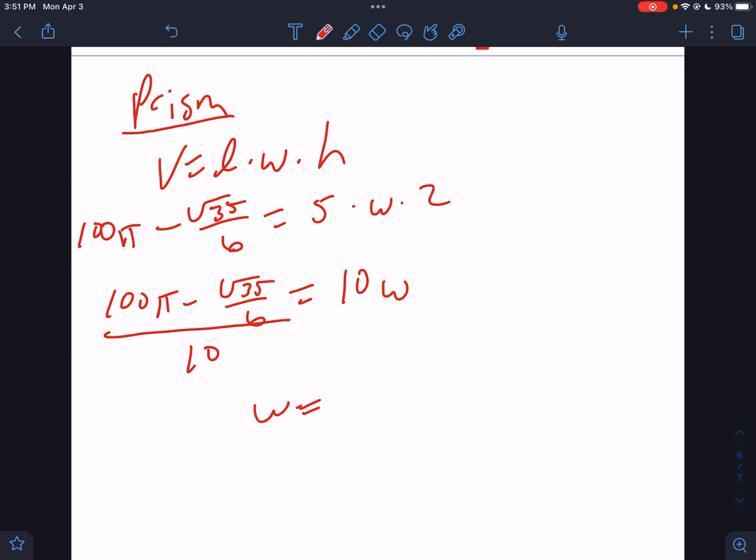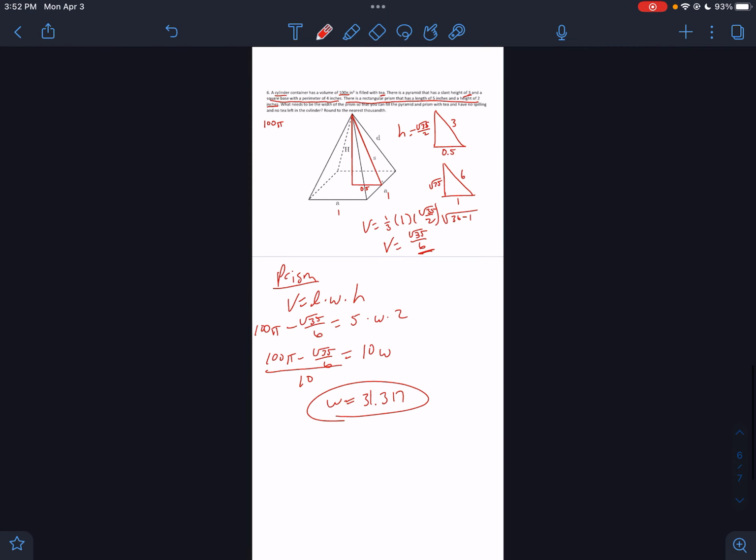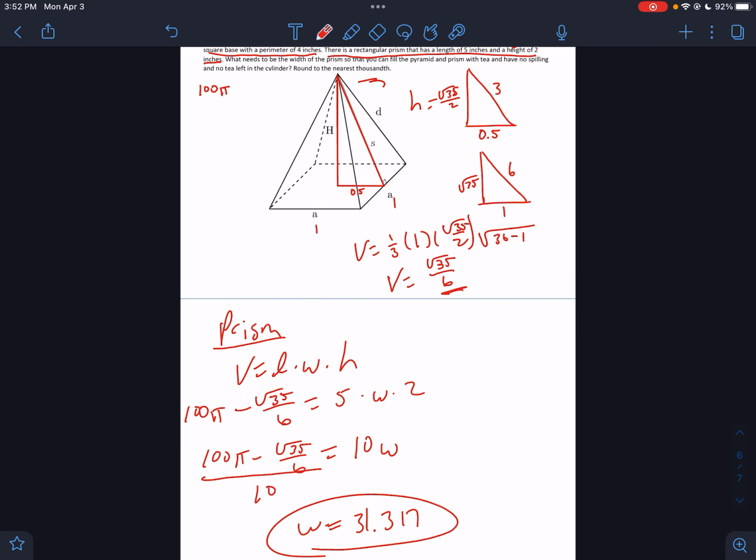And so if we do that, I'm going to type that in, we would get 100 pi minus root 35 over 6, all divided by 10, and that would be 31.317. It says round to the nearest thousandths, and that would be our answer right there. So that's what the width would have to be if it's going to hold all that tea perfectly with no overflow, no spilling.